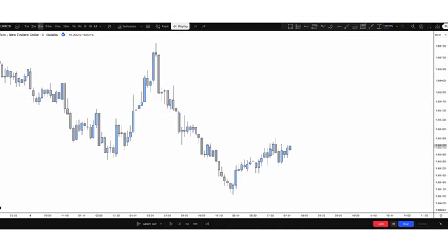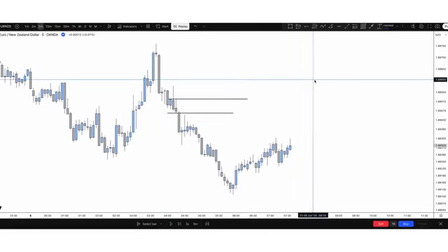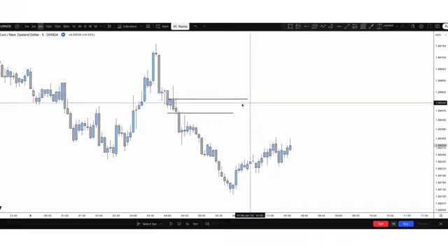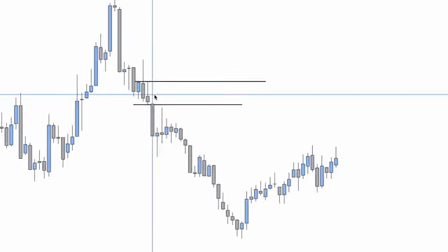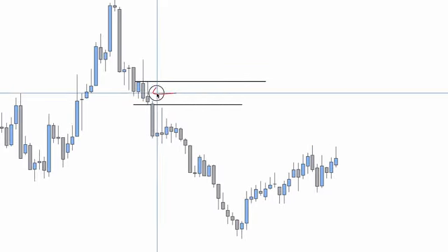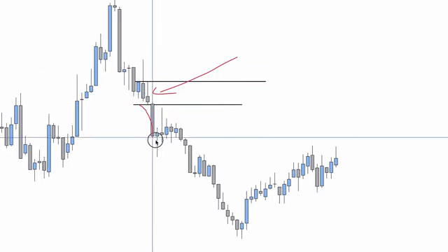Now, how do we indicate an area of consolidation or indecision? Generally, when we are plotting supply and demand, the simple rule is to use an indecision candle. And I like to use the last candle before the impulse, okay? So what this means is, I don't care what color the candle is, but I want to see the last candle before an impulsive move away.